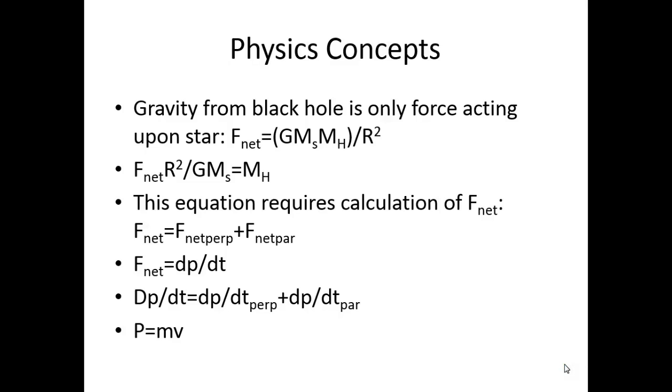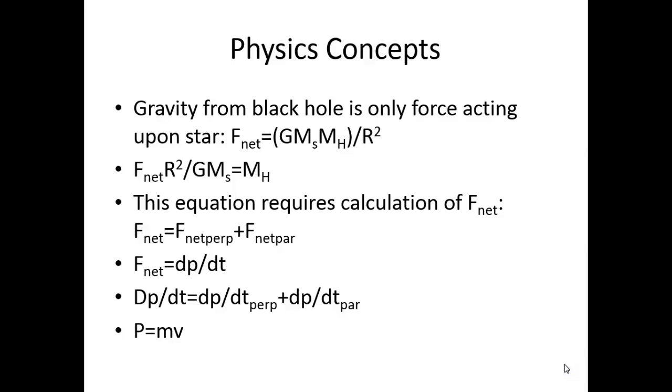So we're going to say gravity from the black hole is the only force acting upon the star. So we can say F net is equal to the gravitational force, or the gravitational constant times the mass of the star times the mass of the hole over the radius squared. We rearrange this, we get F net times the radius squared over the gravitational constant times the mass of the star is going to equal the mass of the hole.